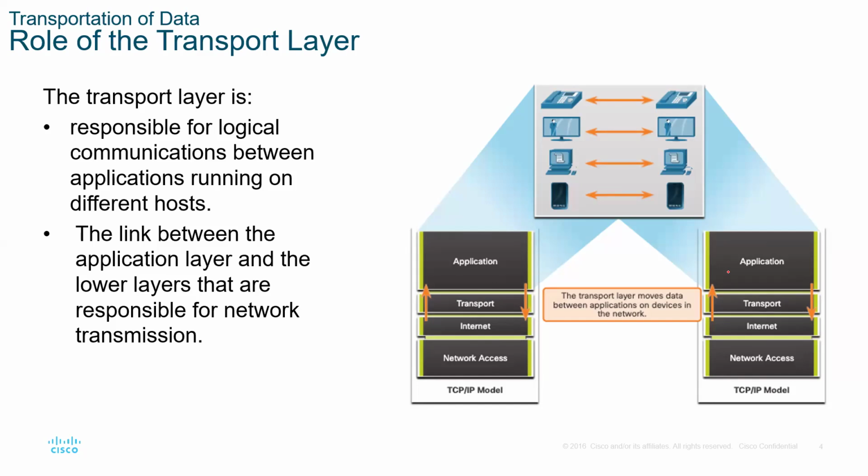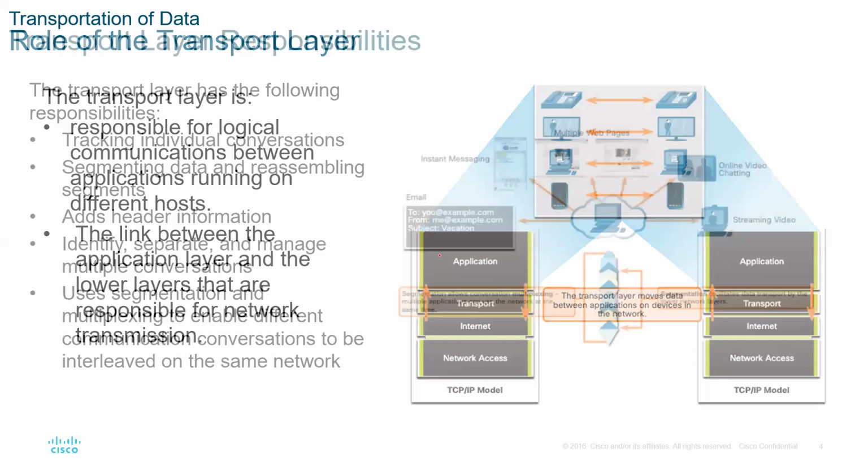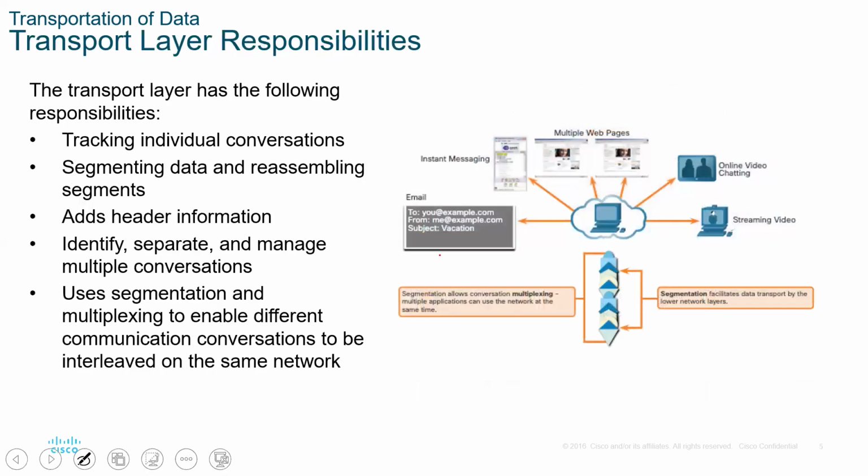The link between the application layer and the lower layers that are responsible for network transmission is the job of the transport layer. So you see that the transport layer moves data between applications. The application layer is where you generate this particular data. Now, the transport layer is responsible for the transportation of this data.